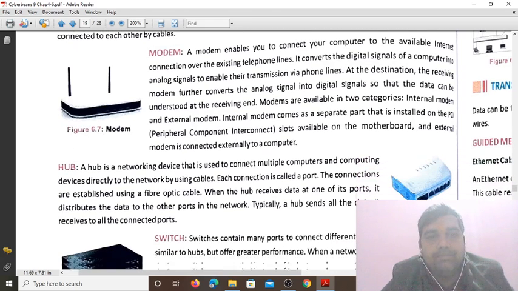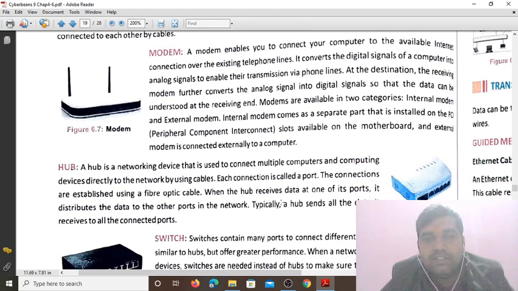The next device is the hub. This hub is a networking device used to connect multiple computers and computing devices directly to the network by using cables. So with the help of the cables, we connect different computers with the hub. Now the hub is a mediator through which each computer can communicate. Each connection here is called a port. Here you can see five ports, which means with these five ports you can connect five computers.